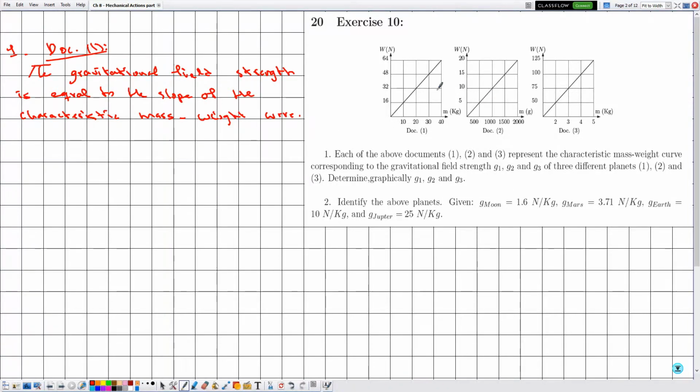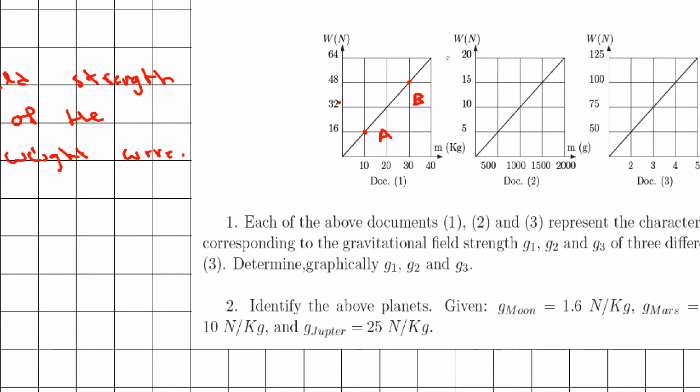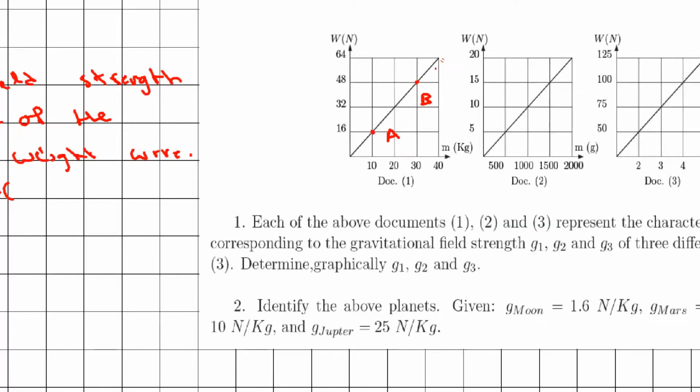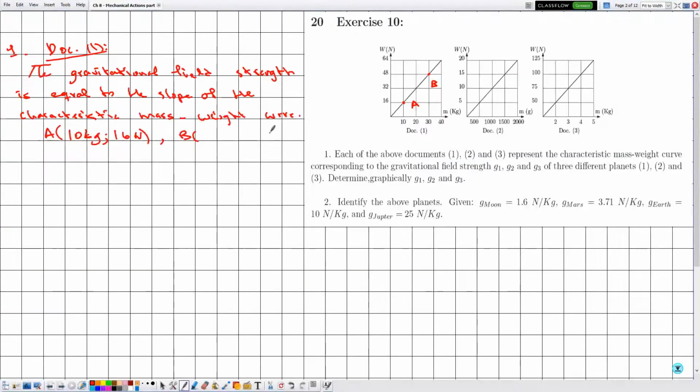Now the next step is to choose any 2 points. Let me choose this point and this point, for example. Then the coordinates of the points A and B are given by, we always start with the mass, then the weight. So 10 kilograms with 16 newtons. As for the point B, here we have 30 kilograms with 48 newtons.